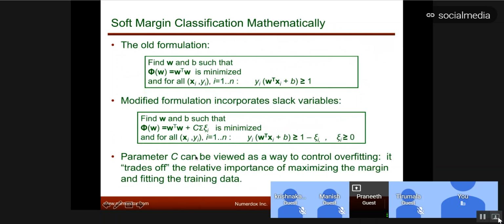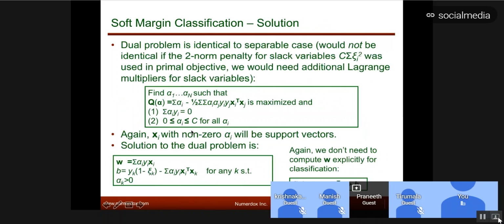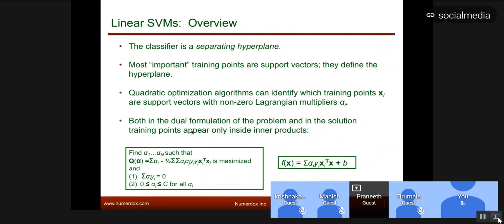So parameter C, like I wrote here, can be viewed as a way to control overfitting. It trades off the relative importance of maximizing the margin and fitting the training data. So it's not only about maximizing the margin when you're finding the hyperplanes, but also making sure you're not overfitting or underfitting. You can control for that using the cost variable. That's why you're cross-validating, to figure out what is the optimal cost that will give you the best cross-validation error, so that you're not overfitting or underfitting, but optimally fitting.